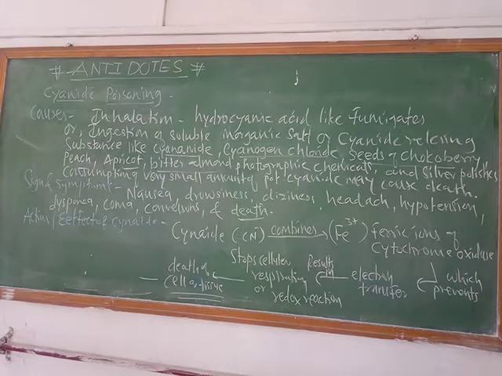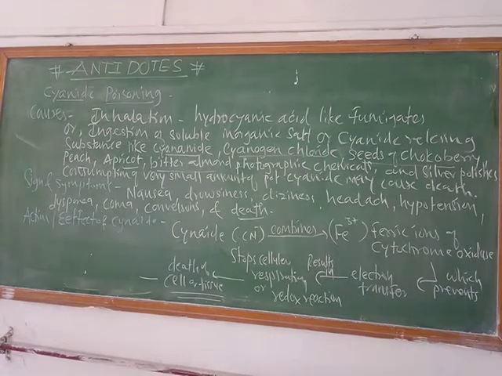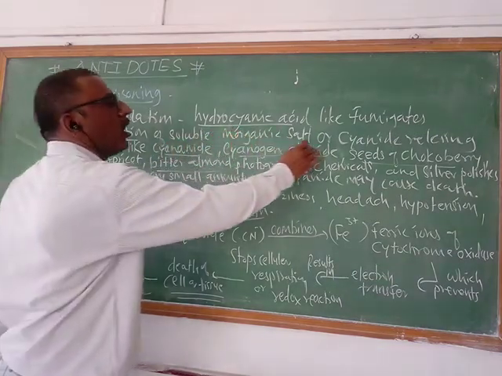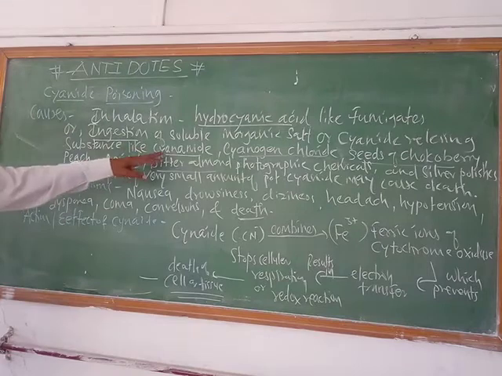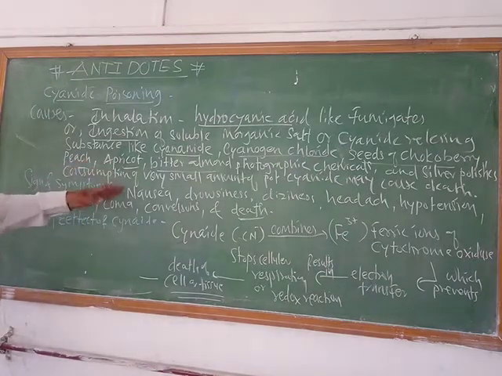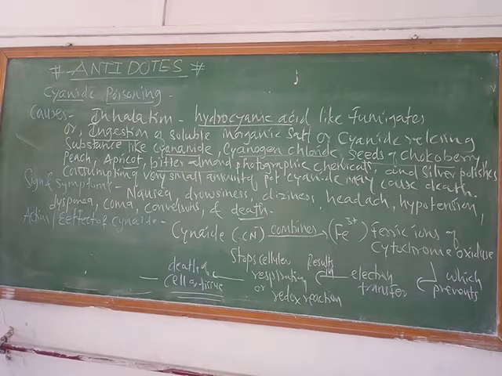And with the types of cyanides, the effect is different. So the causes, we are saying: inhalation of fumigants like hydrocyanic acid, or ingestion orally of soluble inorganic salts or cyanide-releasing substances like cyanamide, cyanogen chloride, seeds of chokeberries, peach, apricot, bitter almond, etc. Photographic chemicals and silver polishes also produce cyanide poisoning.